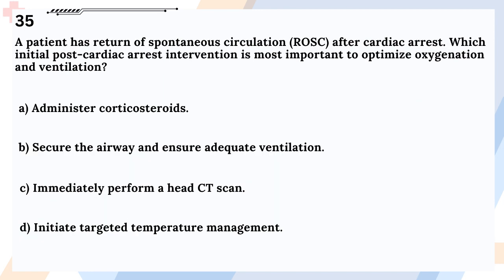Question 35. A patient has return of spontaneous circulation, ROSC, after cardiac arrest. Which initial post-cardiac arrest intervention is most important to optimize oxygenation and ventilation? A. Administer corticosteroids. B. Secure the airway and ensure adequate ventilation. C. Immediately perform a head CT scan. D. Initiate targeted temperature management.